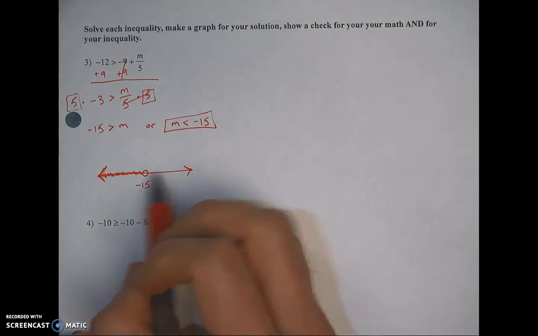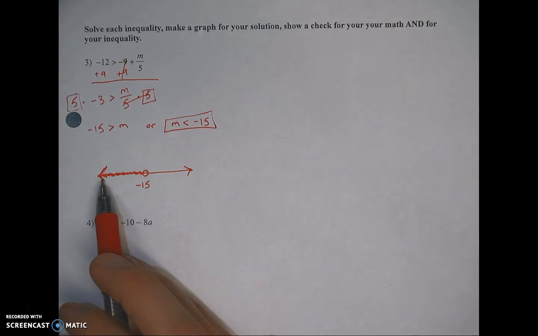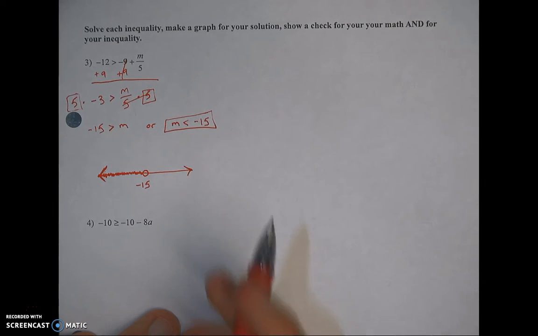We don't have to make any tick marks. You can just leave it like this. We know everything less than -15 is to the left. Okay, so that's basically what we covered on Friday. So now we need to show checks.